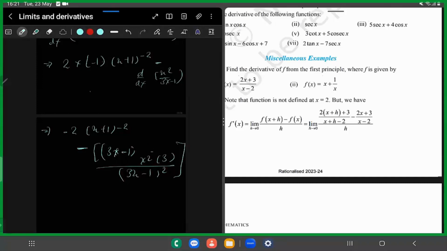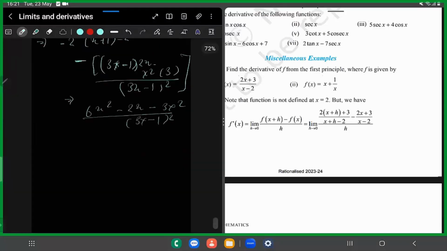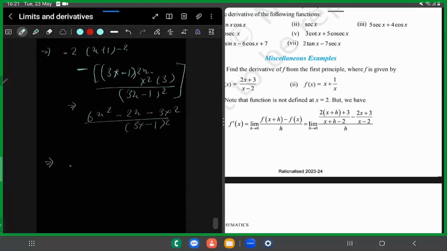The derivative of x square would be equal to 2x. So we finally get 6x square minus 2x minus 3x square upon (3x minus 1) whole square. If we combine our final result, this would be equal to minus 2 times (x plus 1) to the power minus 2 minus (3x square minus 2x) upon (3x minus 1) whole square. So that would be our final result for this question.